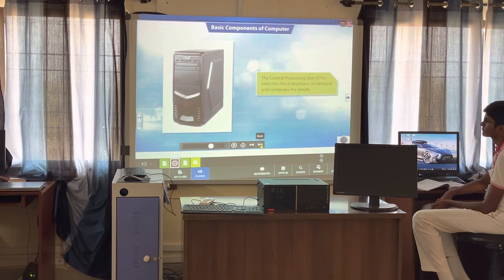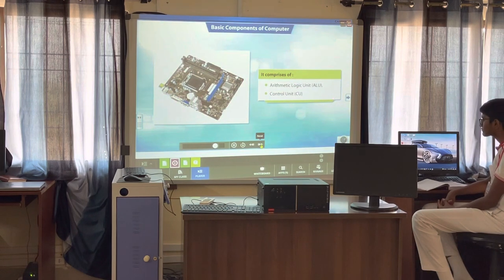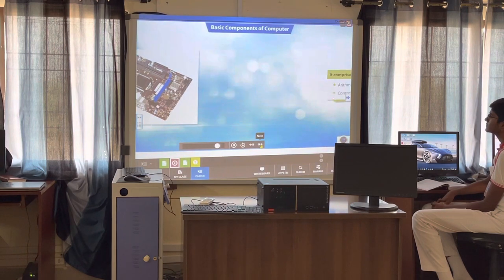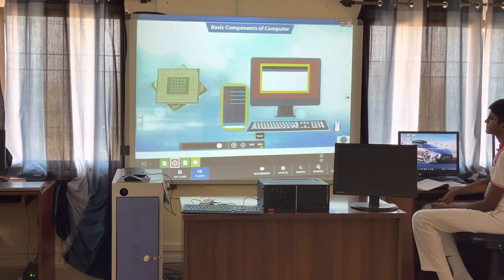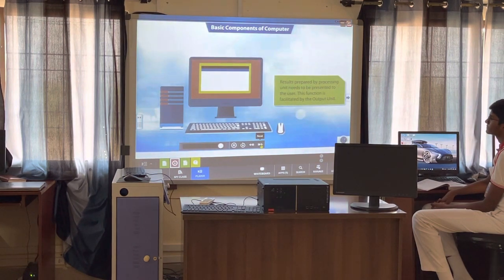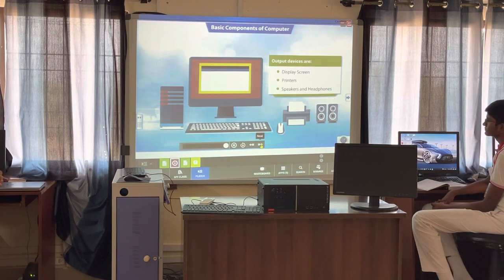The processing unit executes the instructions on demand and computes the results. Arithmetic logic unit performs all the arithmetical and logical operations. Control unit manages execution of instructions and controls operations of other components of a computer. Arithmetic logic unit and control unit together form the central processing unit. Results prepared by the processing unit of the computer need to be presented to the user. This function is facilitated by the output unit. Display screen, printers, and speakers are commonly used output devices.